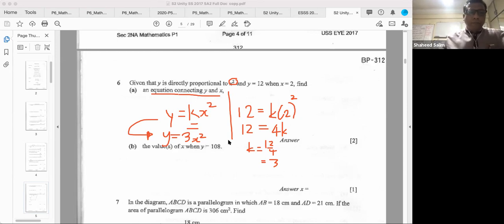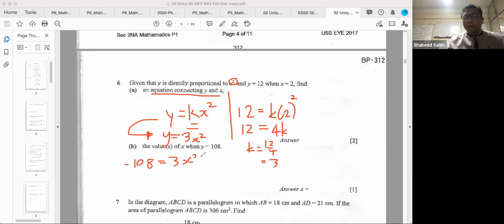Cannot. Minus 52.5. Okay, let us see. This one is not minus, it's 108. No? Right? 108 on this one. No minus. Oh, you put minus. Okay, never mind. We take it as minus. Then we check. Okay, let's see. So now minus 108 equals 3x squared.